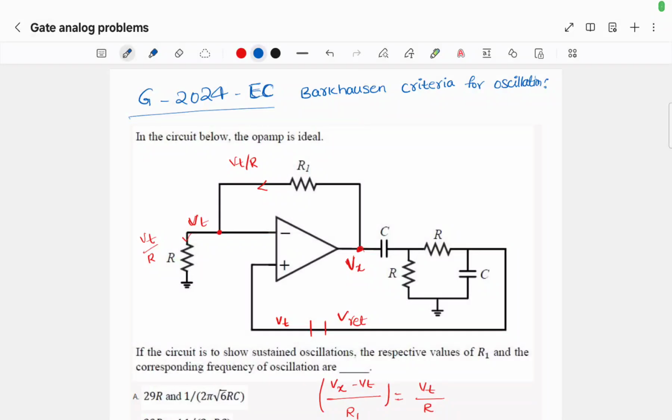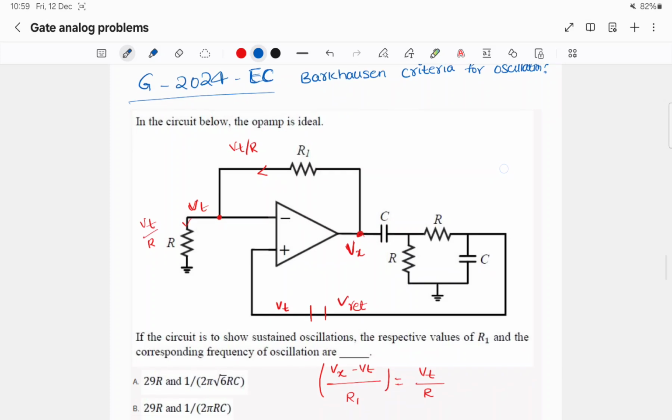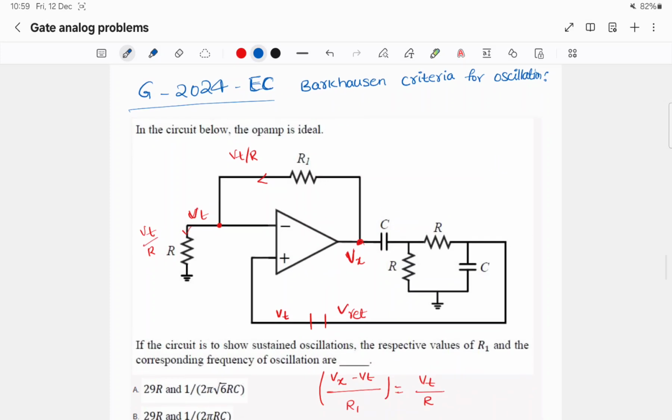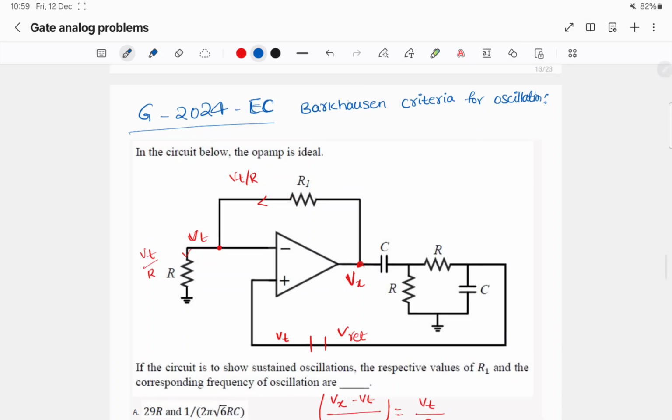We will solve GATE 2024 EC problems. So the first question is based on the positive feedback circuit, that is oscillations. We have Barkhausen criteria for oscillation. For sustained oscillations at output, it has to satisfy two conditions.